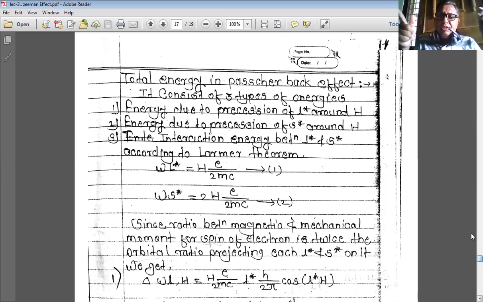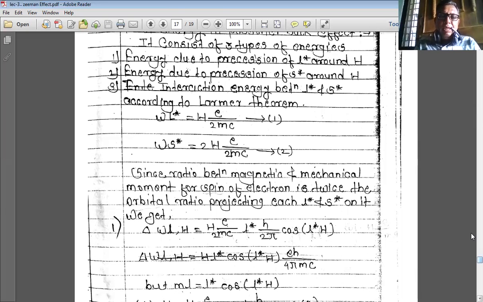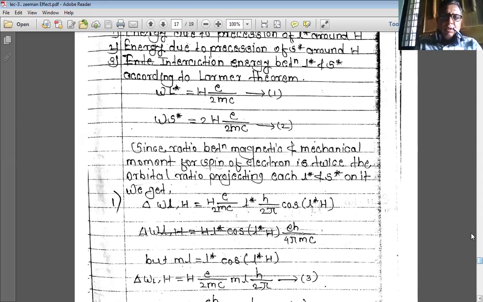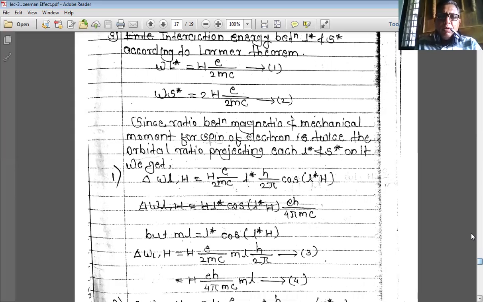Projecting each L star and S star on it, we get delta omega L is equal to omega L into H, which is equal to He upon 2mc into L star H upon 2 pi cos of L star into H, in brackets. But ML is equal to L star cos of L star into H.